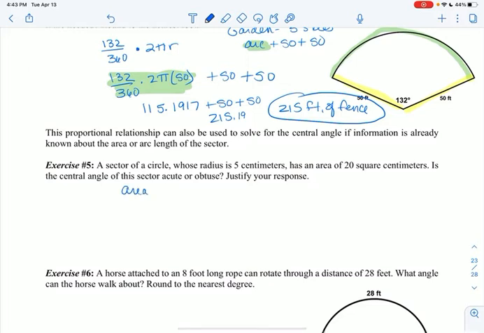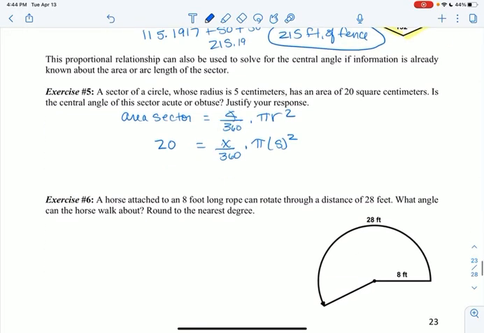So remember, the area of a sector equals the angle over 360 times pi r squared. In this particular case, you know the area of the sector. You don't know the angle. And you know the radius. The radius is 5. Sometimes they might have you find the radius, sometimes they might have you find the angle. In this particular case, I am finding the angle. So 5 squared is 25, so I got 25 pi on that side. So I got 20 equals x over 360 times 25 pi.